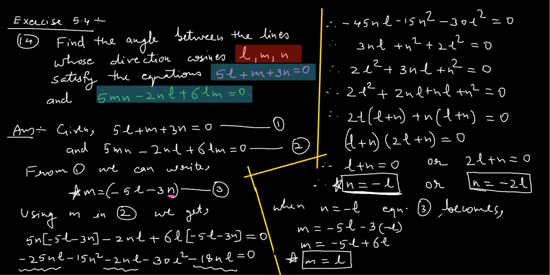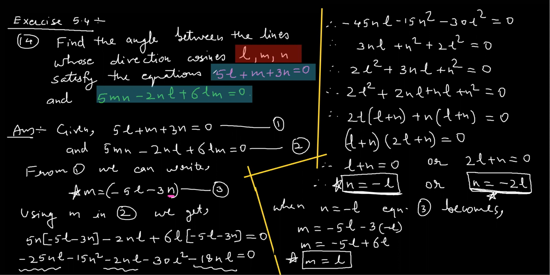Similarly, I will use n equals to negative 2L and I will get the DRs of the other line. Now, I suggest that for the other line, as I found the DRs of one line, you should try finding the DRs of the other line by pausing the video, and after you have done, come back, I will solve it for you. Okay students, I committed a mistake here.